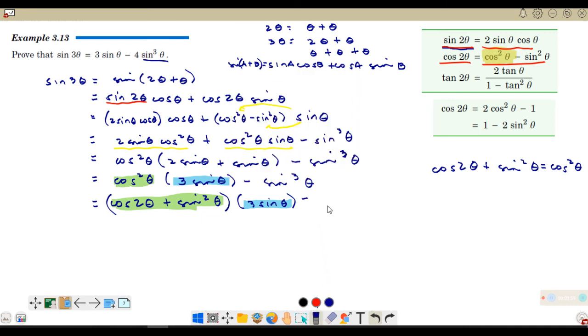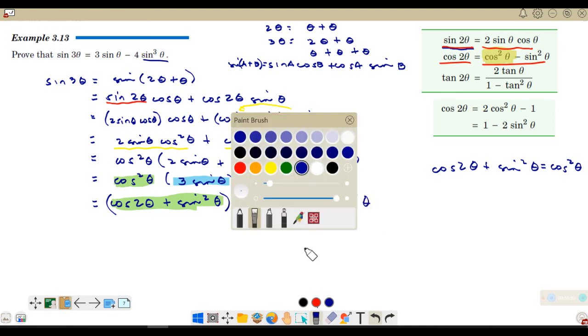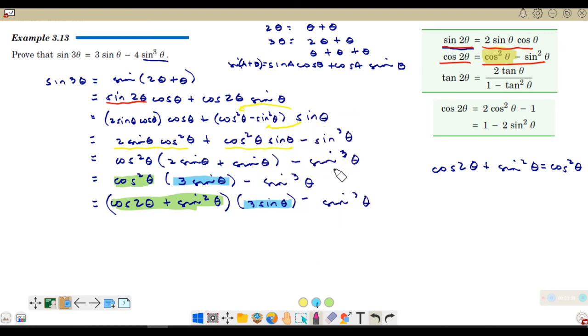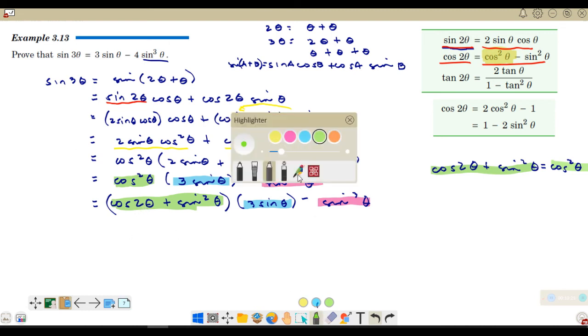For the last part, we have negative sine cube theta. Ito pa rin siya. Yan. Nag-substitute lang tayo ng value. Ito yon. Yan. Ito mga green, sinubstitute natin sila dito sa part na to. Now, are we done? Not yet. Why? We have to get rid of cosine 2 theta. How are we going to do that?